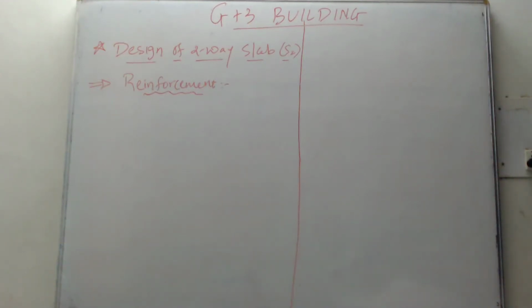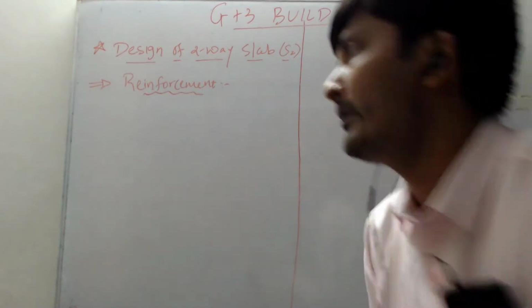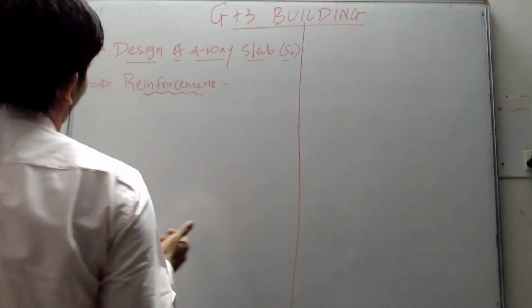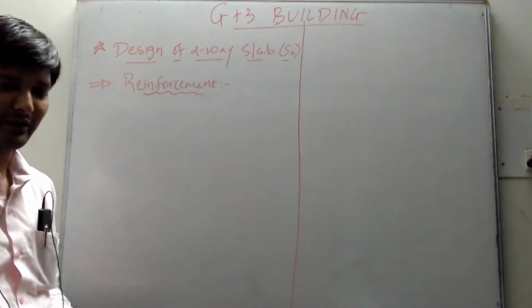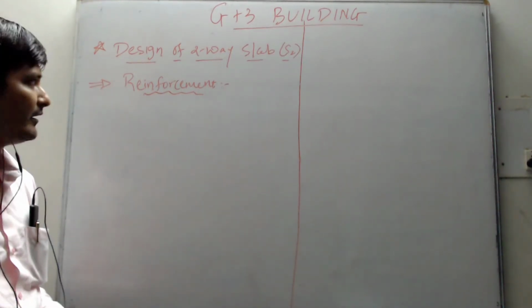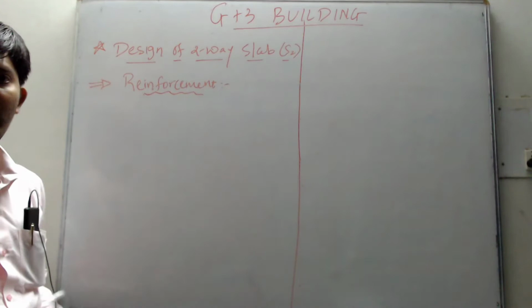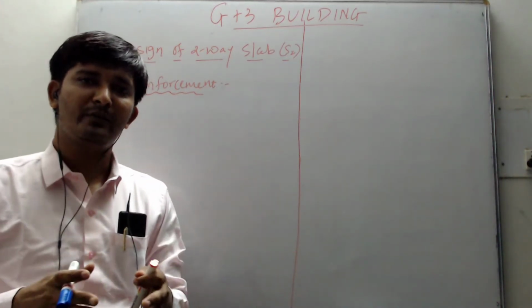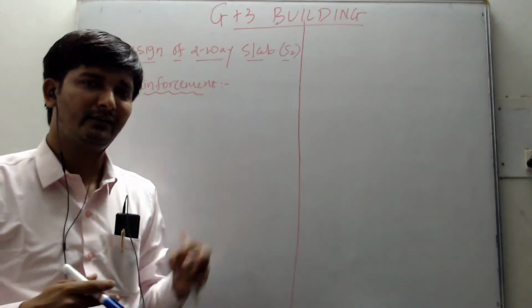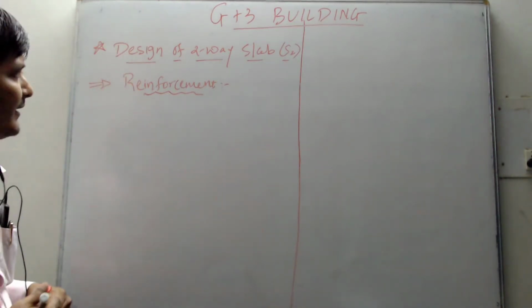So welcome back to the 11th lecture. In the previous lecture we calculated the moments using the moment coefficient for the two-way continuous slab, right? In today's lecture we are going to start with the calculation of reinforcement that is to be provided in this two-way continuous slab. So in a two-way slab we are supposed to find out the reinforcement on both sides, along the x direction and along the y direction, right?